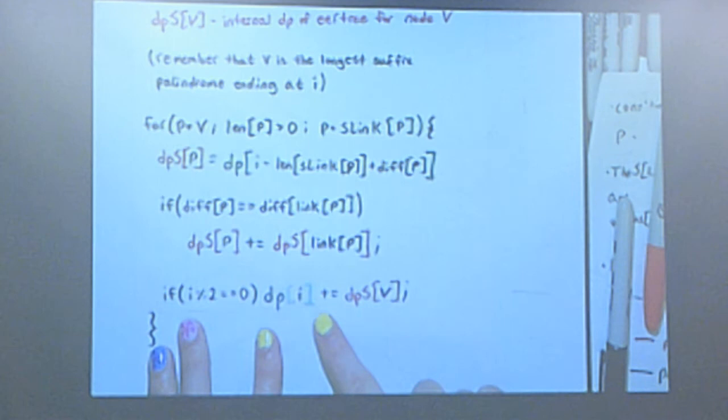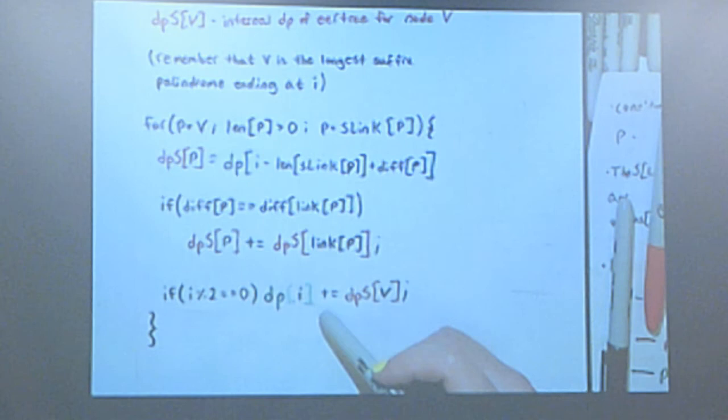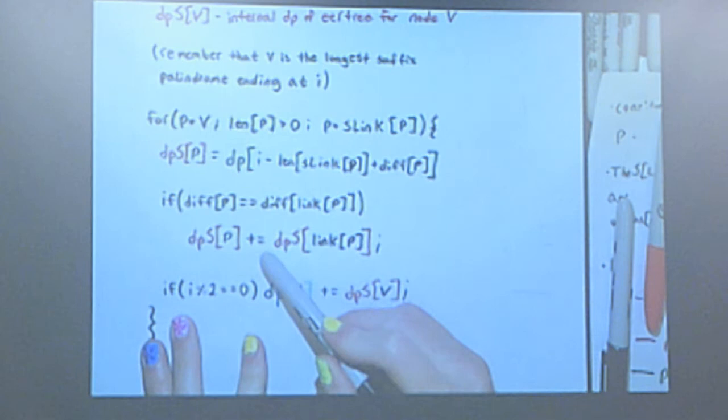Then here you'd set DP of I equals 1 plus the internal value for this. Because if the internal value just sort of stores everything before it, then you need to add the one here. I think it actually is better to do the 1 plus here, because then your internal DP value would be messed up if you do that here.